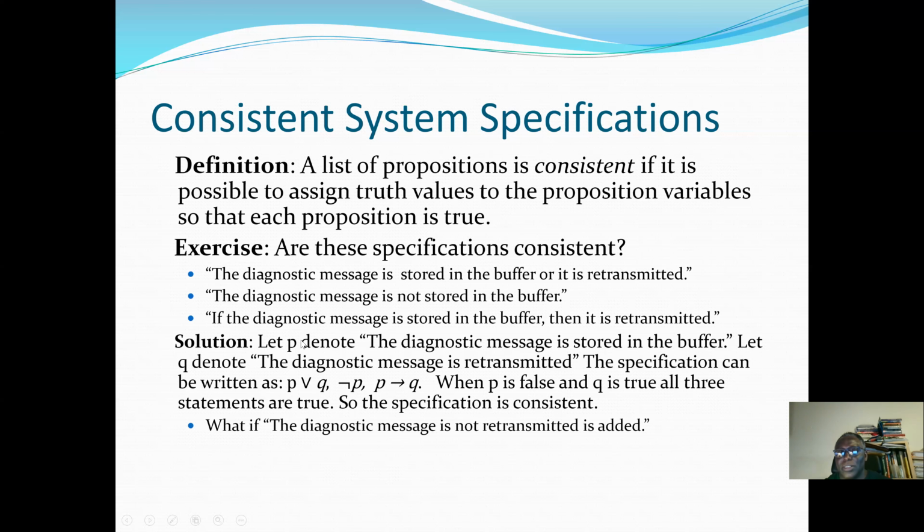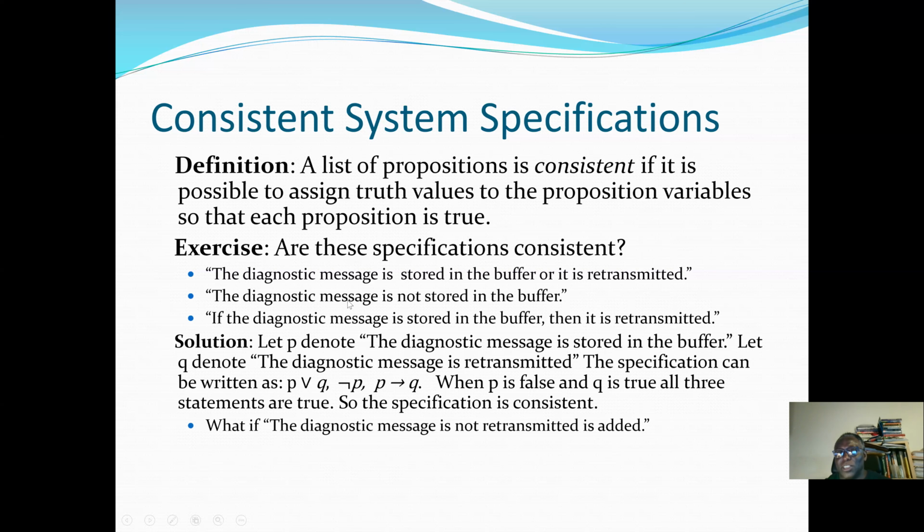We should know here that we say the diagnostic message is transmitted, and also that will be Q, then P, let Q denote the diagnostic message is retransmitted. So that's why we say if P, then Q, because then it is retransmitted, so then Q. And P again is the diagnostic message is stored in the buffer, or it is retransmitted, so P or Q.